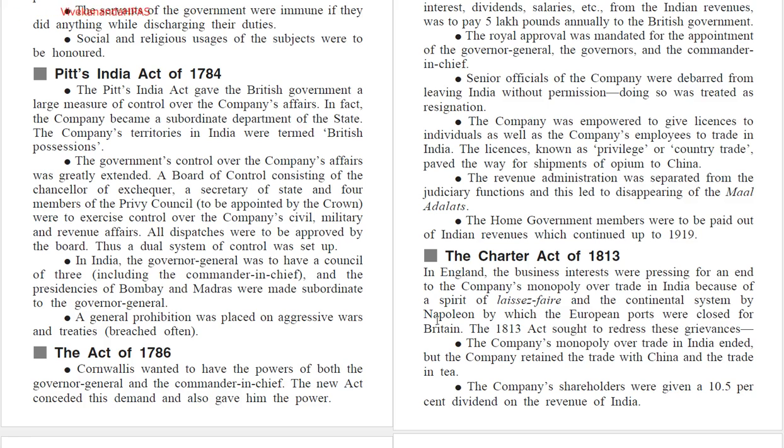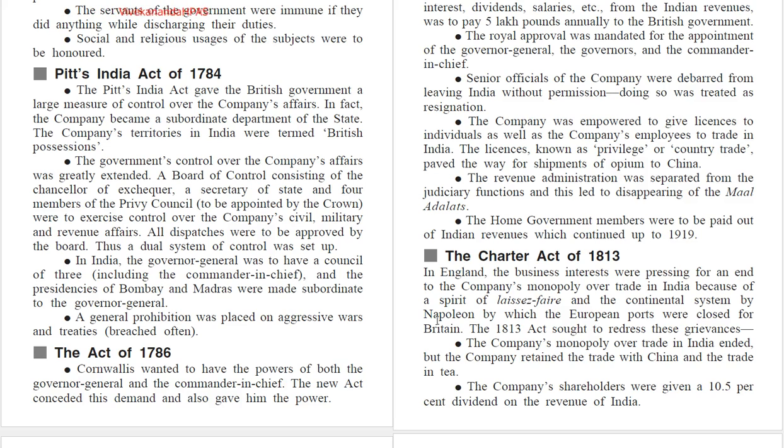Okay, that's why Pitt's India Act 1784 is famous, and for this there is another body called the Board of Control. Okay, and commercial and the political affairs were differentiated. The Board of Control was managing the political affairs, and therefore a dual government was established in India. A type of dual government was established in India. Okay. Now, in the Board of Control, there was a Chancellor of Exchequer, Secretary of State, and 4 members of Privy Council, to be appointed by the Crown, who will exercise control on civil, military, and revenue affairs. I hope this is clear.